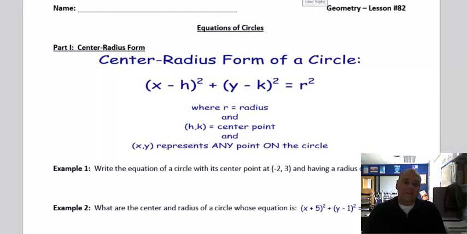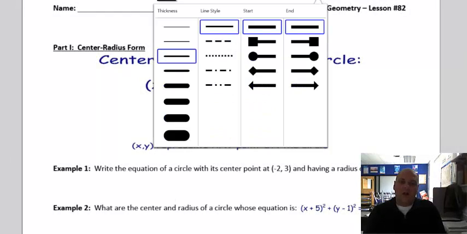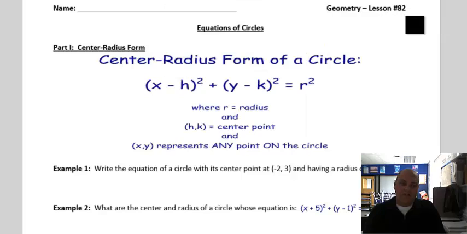All right, last lesson of the year, lesson 82, and it's going to be all about circle equations. The equation of a circle. A couple different forms we're going to learn about. This is going to be a quick video, just a little intro here, but the rest we're going to do in class over the next couple days.